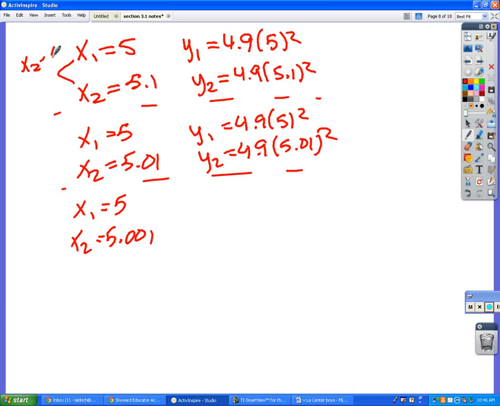It is x2 minus x1. And what we want is for that difference to approach 0. Yeah, because if H was approaching 0, I thought it should be approaching y2 and stuff. Okay, so you got it?